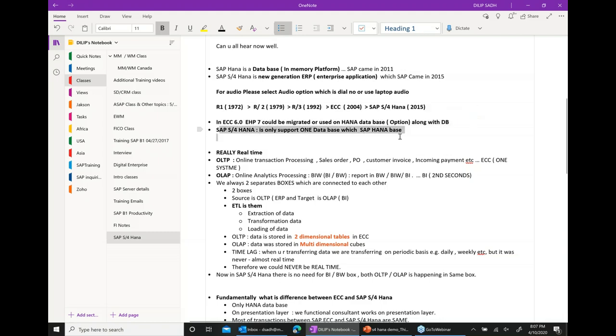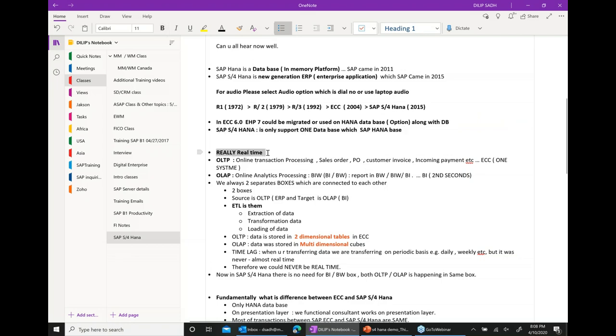And SAP S/4HANA only supports the HANA database. So SAP's glory of being database independent is gone. SAP S/4HANA only works on the HANA database.